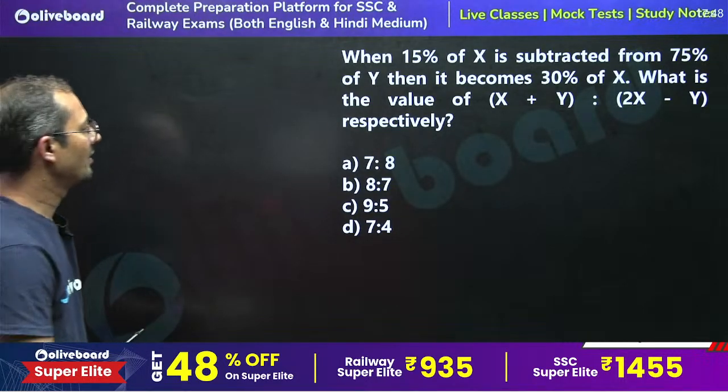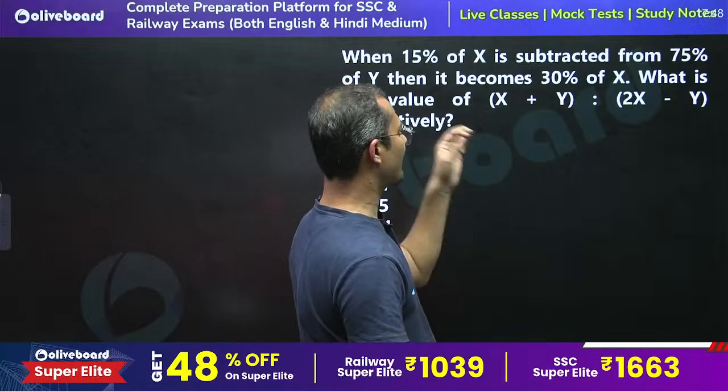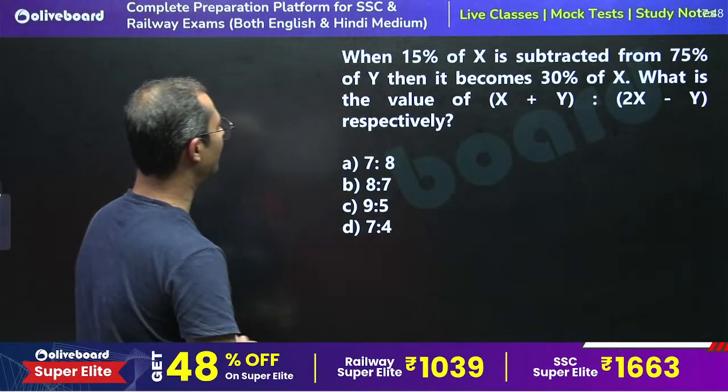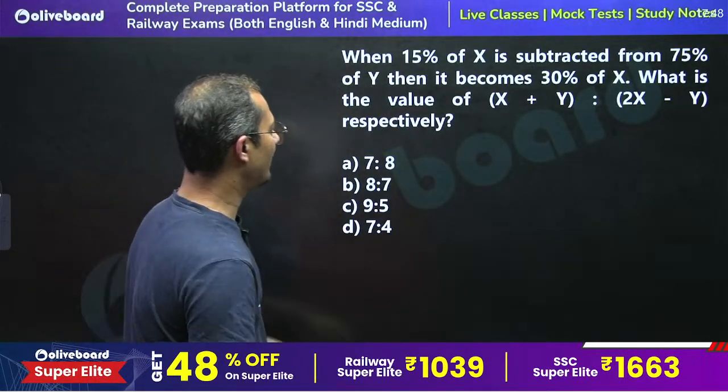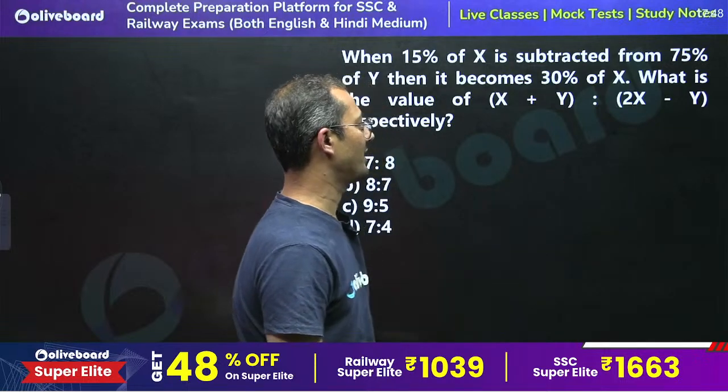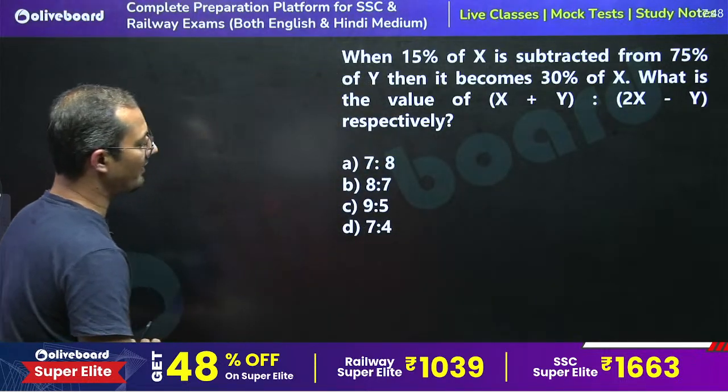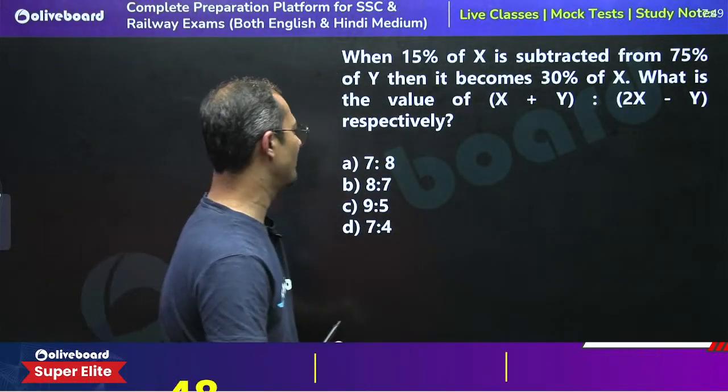When 15% of x is subtracted from 75% of y, then it becomes 30% of x. What is the value of x plus y is to 2x minus y?